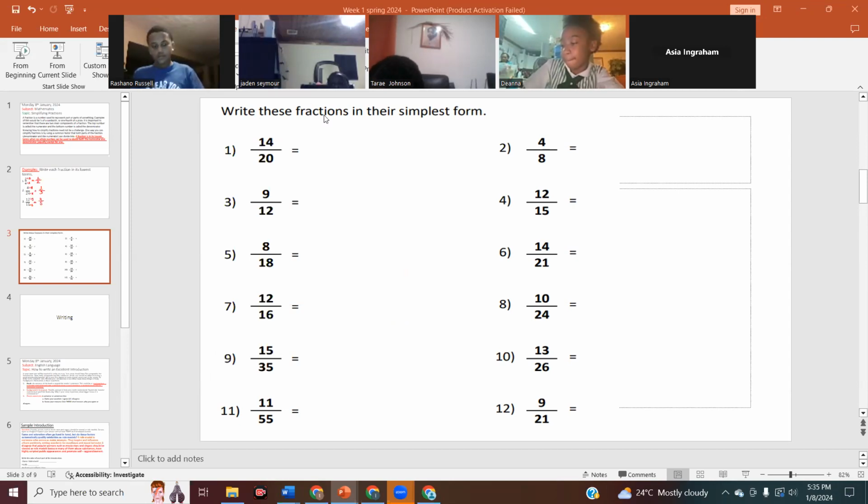And Rashana, you see your hand is raised. What's the problem? I was saying I was finished. Okay, well, when you finish, you know what to do. Send a picture of your work.